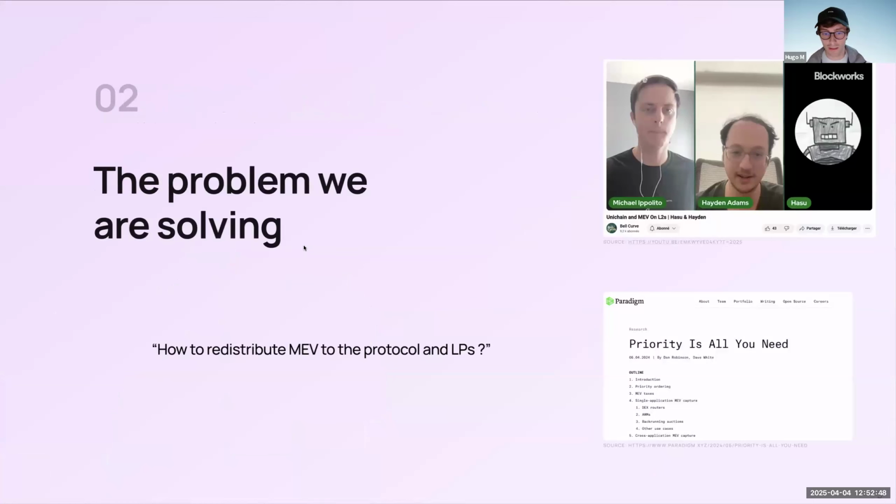So the problem we're solving is something that we've seen already today. It's the concept of how to redistribute MEV. The idea came when looking at this nice podcast and also reading this nice article. So, how to redistribute the MEV to LPs and to the protocol.